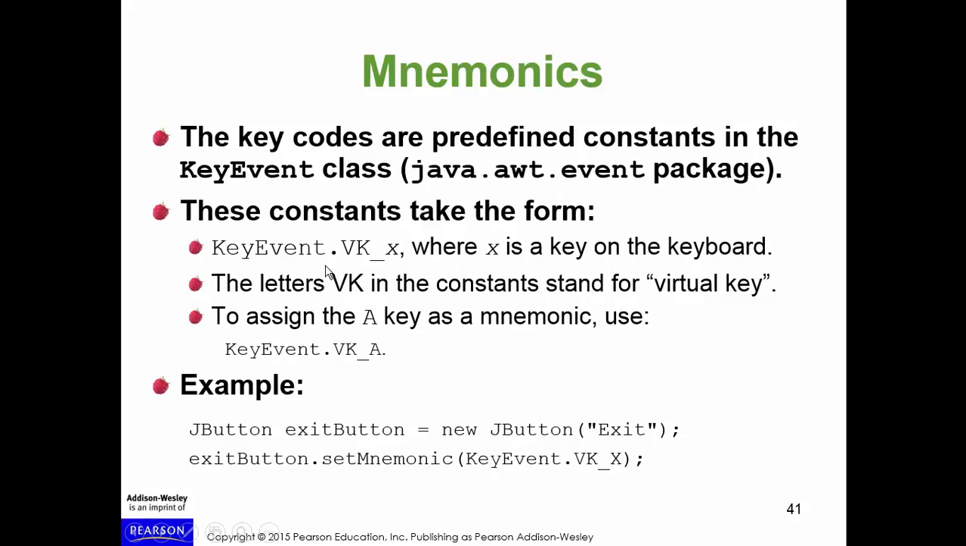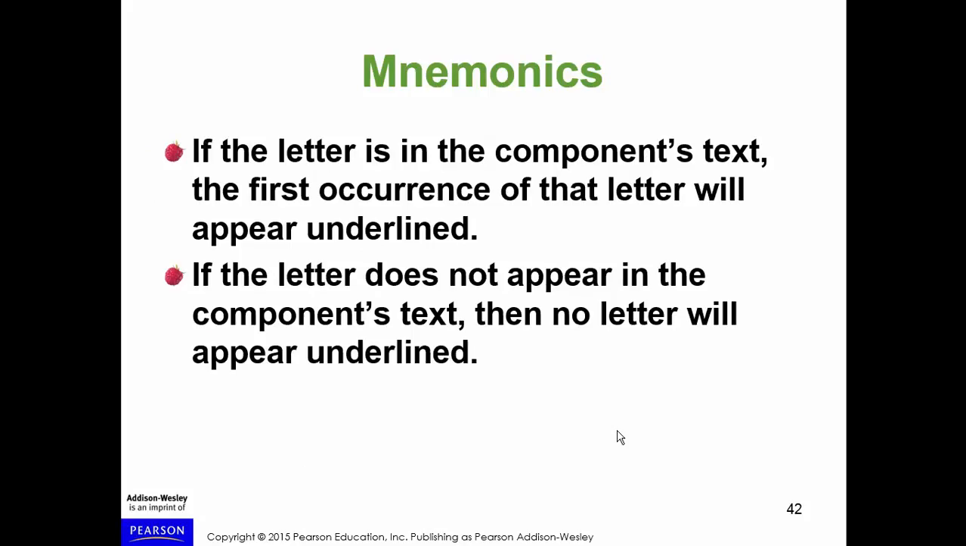So it's kind of ugly. So notice right here, I'm going to say the exit button is going to have a new button called exit, and then I do a set mnemonic, the key event, VK for virtual key, and then the letter X. So exit will have EXIT, but that exit you see right there will have an underline under it. And what it should mean there is with that X, if you do an Alt X, it'll do the exit.